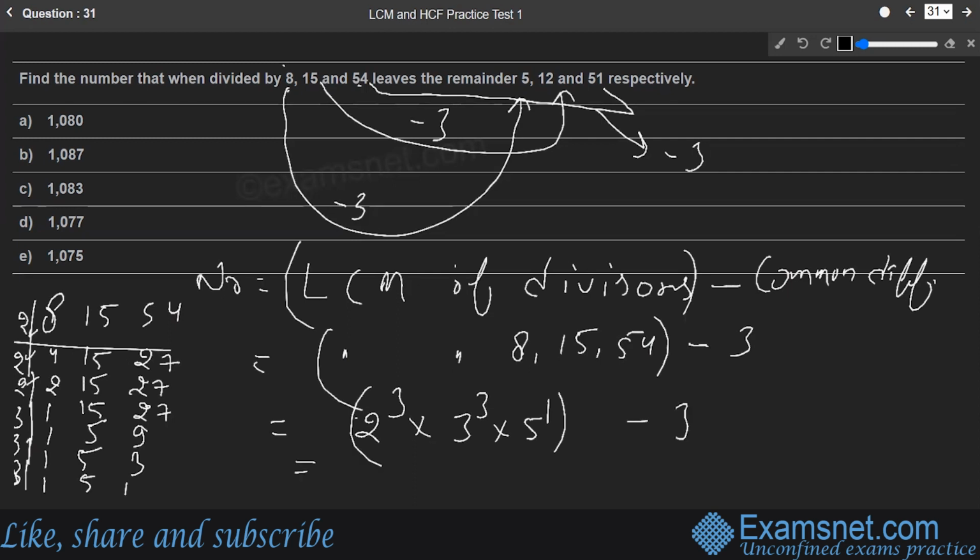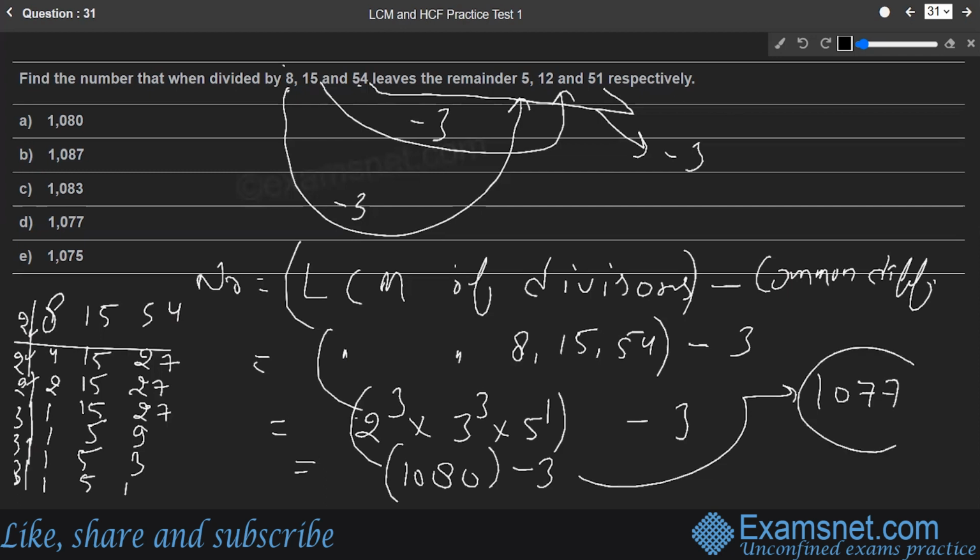So how much is this? 8 into 27 into 5. That's what it is. So the LCM comes out to be 1080. And then we have to subtract 3 from it. So we're going to get the final answer as 1077. That is going to be the right answer as required, which is available in option number D. So D becomes the right answer for us.